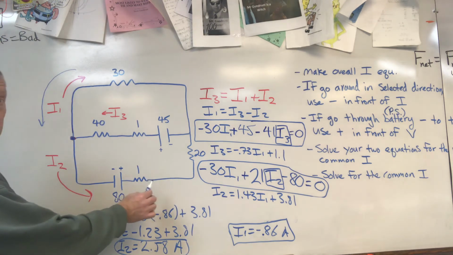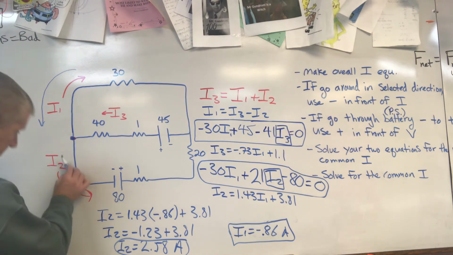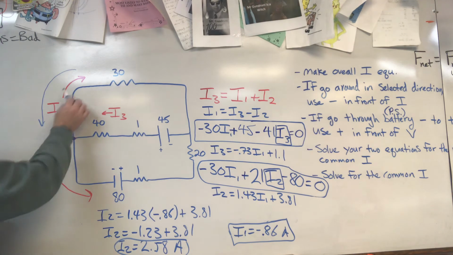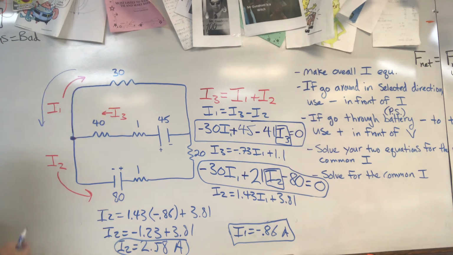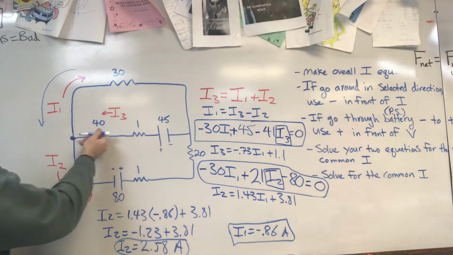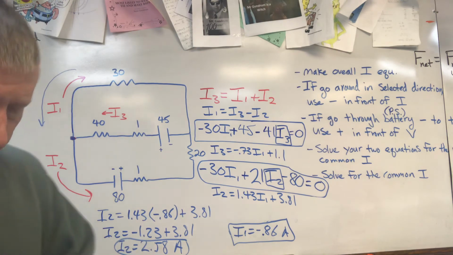Now we've got I2 right here, and it's a positive value, which means it did go this way. A positive value means the current that I originally set up arbitrarily is the correct direction. The current is going the way I originally set it up. This one's a negative, so it was going the opposite way. If the current comes down here, it could be going this way, or it could be splitting up and going this way. So we've got to figure that one out. Let's go ahead and do that. We'll figure it in this video.